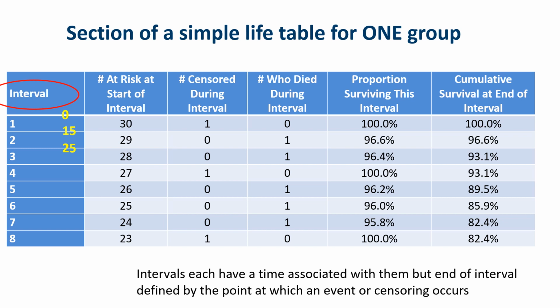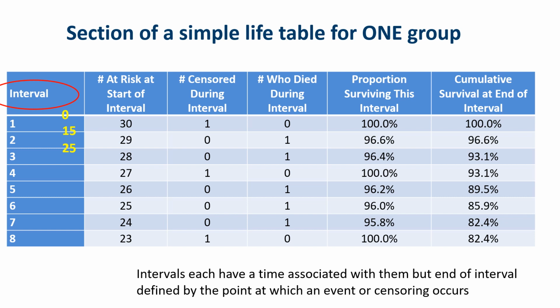Now, if we go across that row, you can see that one person was censored. In other words, one person dropped out, but nobody died. So, that of course must have happened at 15 days. Only one of those things happens to trigger the end of that interval, and therefore you can only have one. You can't have someone censored and somebody dying. So it's the first that occurs.